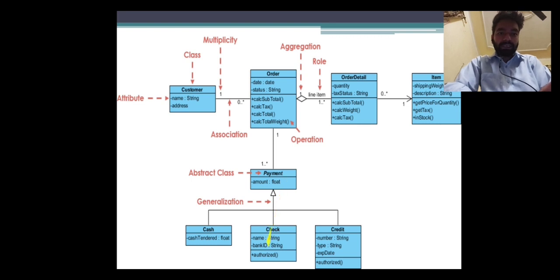And this is the generalization concept. And these are the multiplicities and association. And this is the aggregation concept. In case the order class is removed, the order details class still exists. And these are also multiplicities. And this is the concept of the class diagram. I hope you all understand how to create a class diagram, what the purpose of the class diagram is, and the notation of the class diagram.